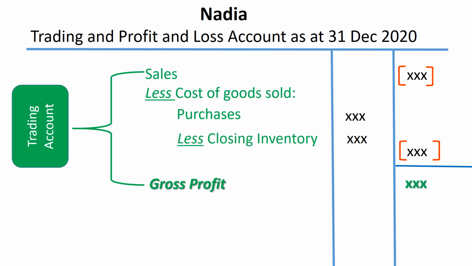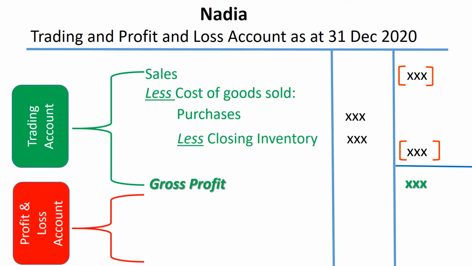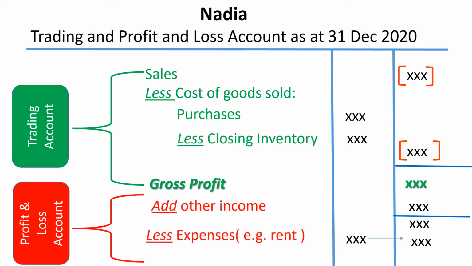The second part of the statement is the profit and loss account. We add other income, which is not from sales, to the gross profit. An example of such income is commission received. The next step is to subtract expenses such as rent, and the answer we get is the net profit.